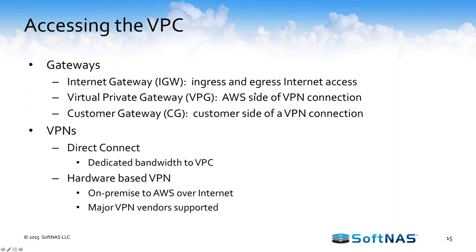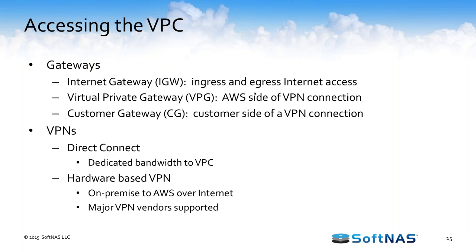How can you gain access to this VPC, and how do the resources within it actually gain access out? There's several different types of gateways, and one of the things that we get asked quite frequently is what does each of these gateways do? How do they work, right? So there's this IGW and VPG and CG, and what do they mean, and how do they function? So hopefully this gives you a pretty brief and easy explanation.